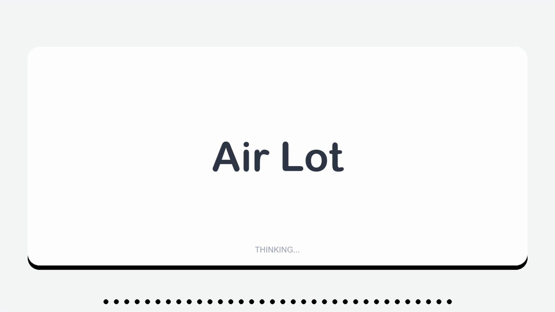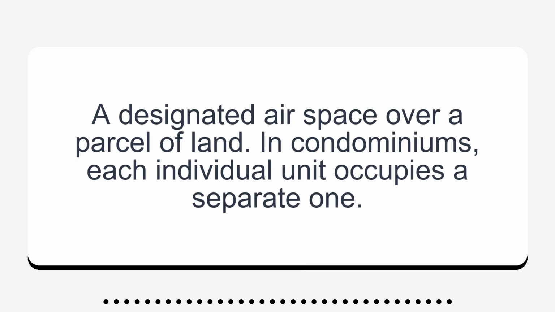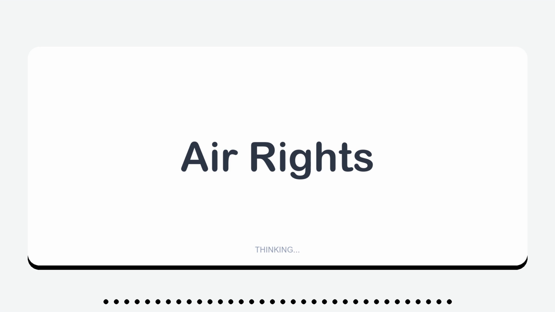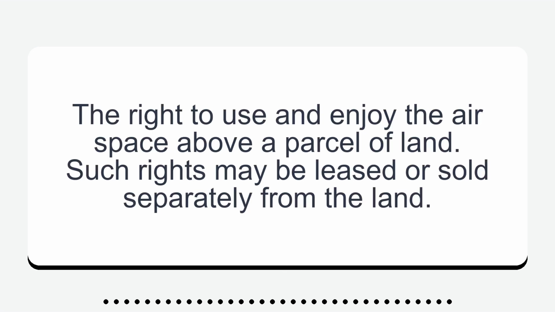Air lot. A designated air space over a parcel of land. In condominiums, each individual unit occupies a separate one. Air rights. The right to use and enjoy the air space above a parcel of land. Such rights may be leased or sold separately from the land.